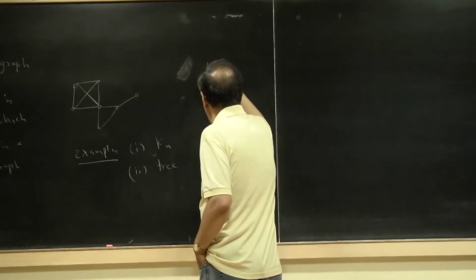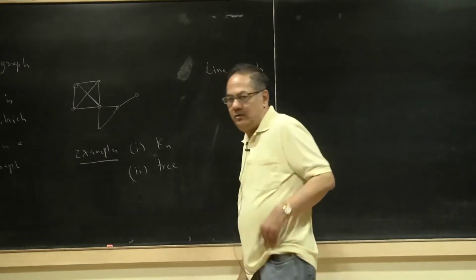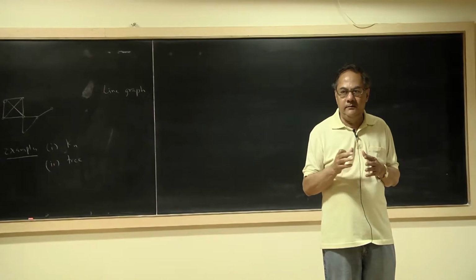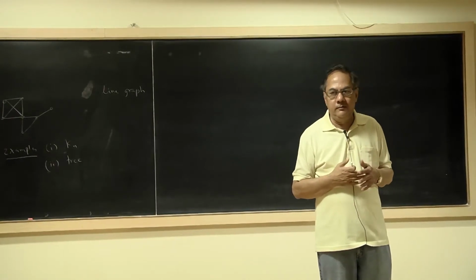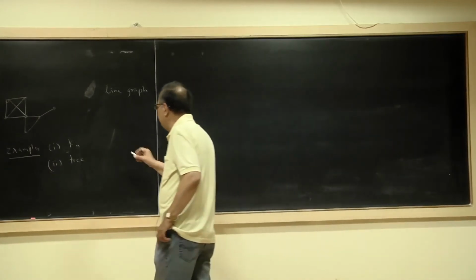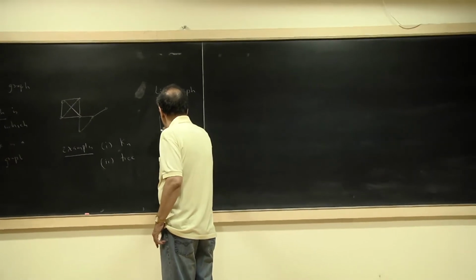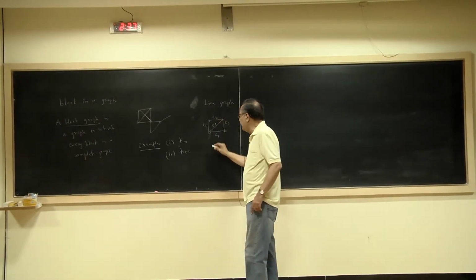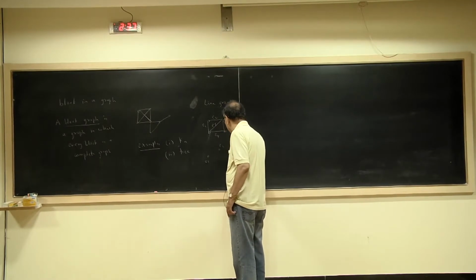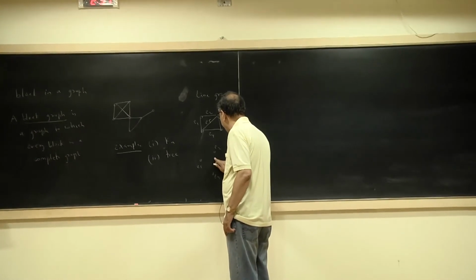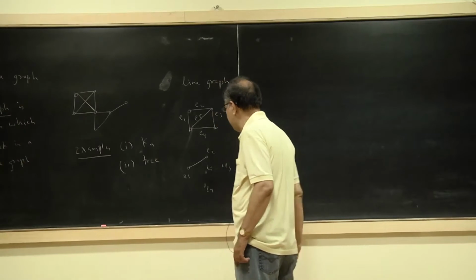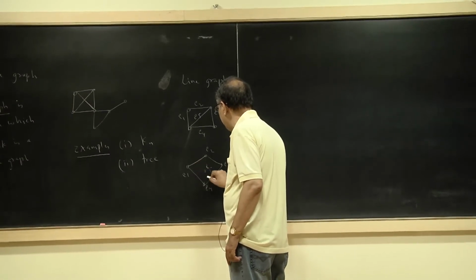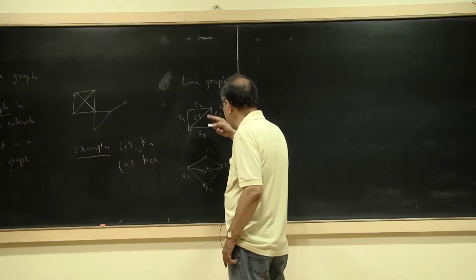So I think you are familiar with the definition, line graph of a graph. So given a graph, you construct another graph with the edges as the vertices and two edges adjacent if they have a common vertex. That's the concept of a line graph. So like if you have this graph, then the line graph of this graph, you make a vertex for each edge. And E1 and E2 have a common vertex, so they are adjacent like that. E2 and E3, E3 and E4. And E5 is adjacent to E1 and E3. So that is the line graph of this graph.